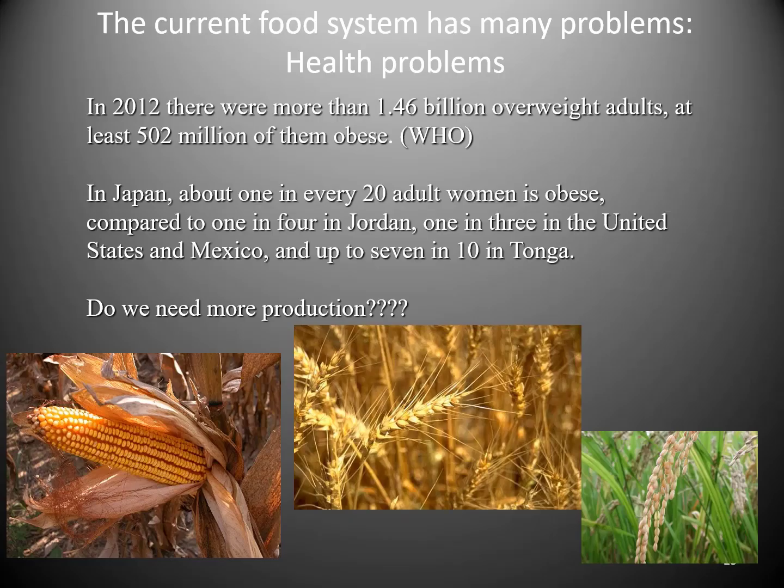There are a lot of health problems with the current food system. In 2012, there were more than 1.46 billion overweight adults, and at least 500 million of them were obese. This is from the World Health Organization. In Japan, about 1 in every 20 adult women is obese, compared to 1 in 4 in Jordan, and 1 in 3 in the US and Mexico, and up to 7 in 10 in Tonga. Do we need more food production? Do we have a population problem?